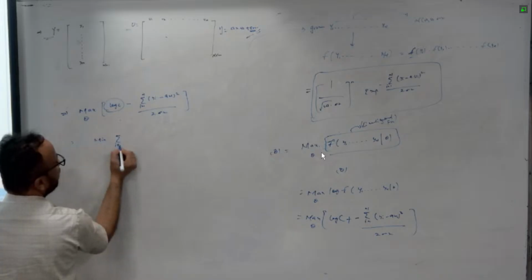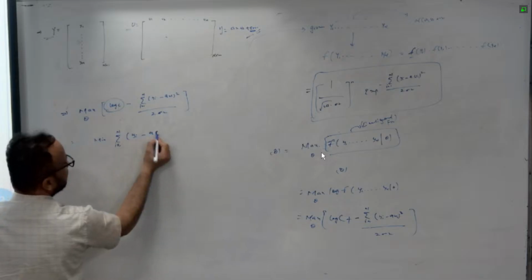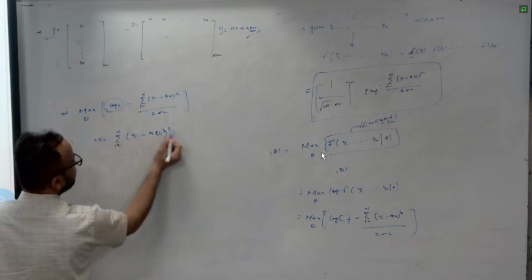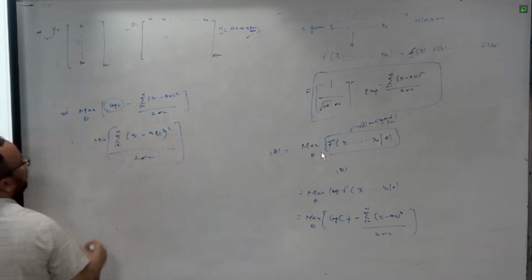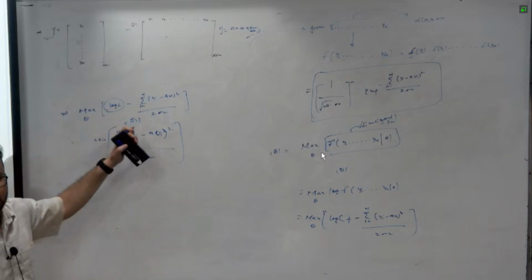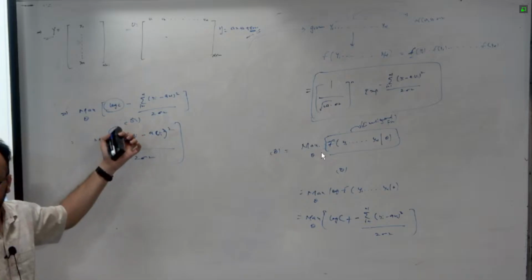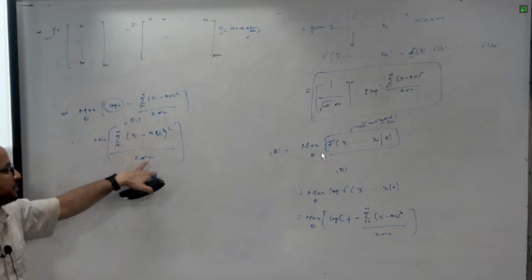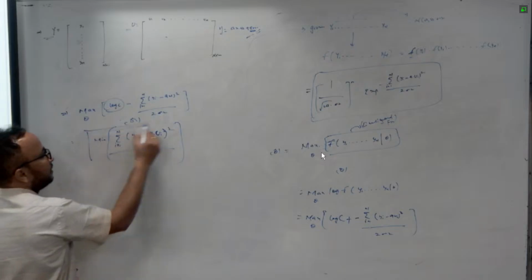summation i equals 1 to n, (yi minus a into ui) square by 2 sigma square. Agree? Maximum of a function is nothing but a minimum of negative of that particular function, right? So you'll get a minimum of this particular, and sigma square is constant. Okay, so you are actually solving a least square problem.